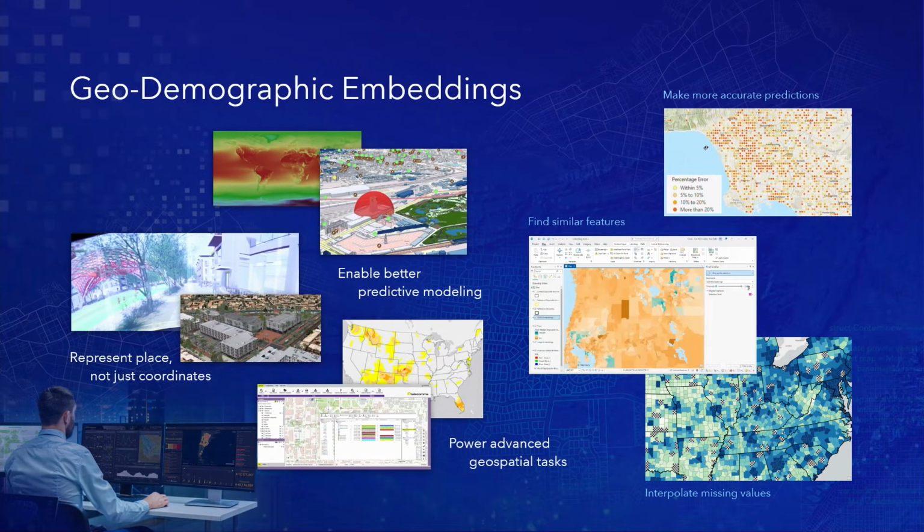These embeddings go beyond the latitude and longitude of a place and capture the socio-economic, demographic, and environmental signals from that training data into a vector of about 200 numbers. And they enable better predictive modeling and power advanced geospatial workflows like finding similar features or filling in missing data when, like in the real world, data isn't perfect. There's always gaps. And you can use this model to intelligently fill in those gaps.